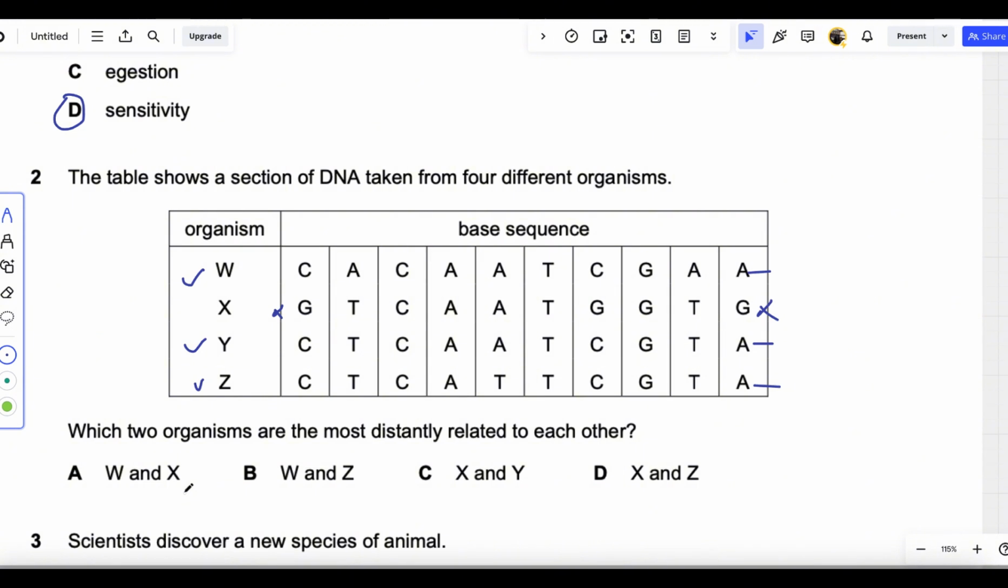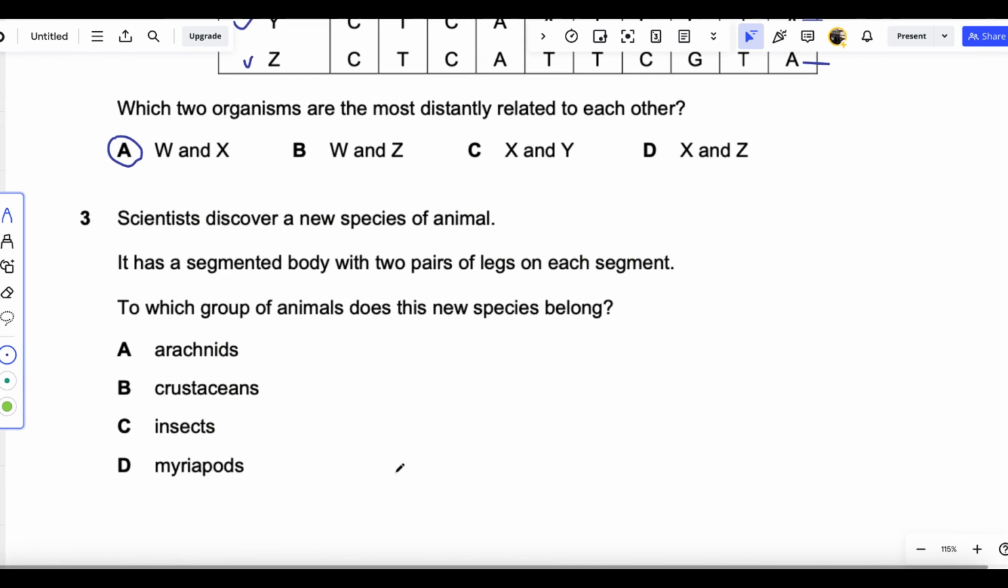A looks very likely. Let's see X and Y. X and Y, they are very, very much related. Okay? They are much related, even if there's a little bit of difference between them. So I think W and X is most distantly related. So we go to the third question.